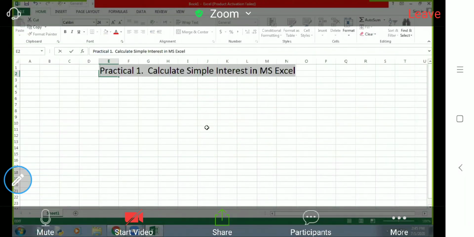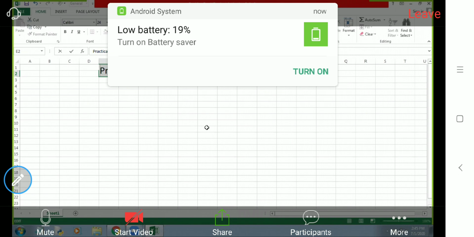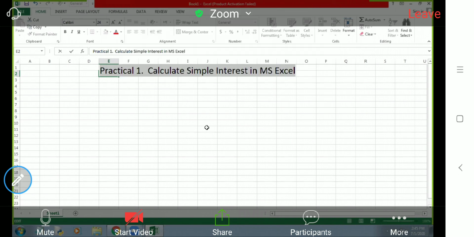Hello students. So today we are going to study this practical, the practical number 1 of chapter number 4, that is calculating simple interest in MS Excel. So we will know how to calculate simple interest in MS Excel.